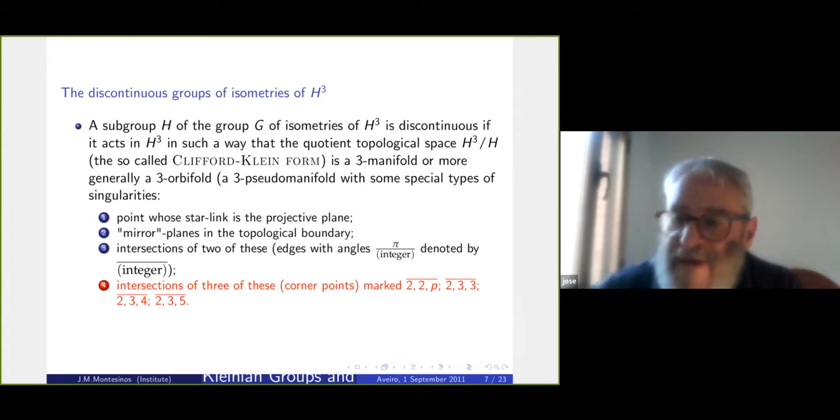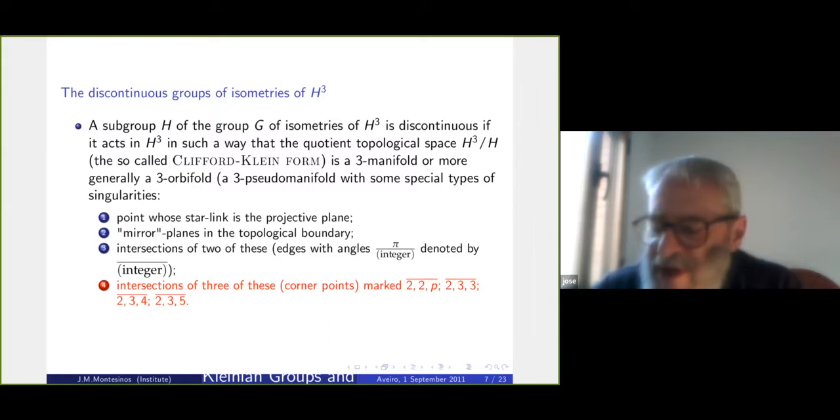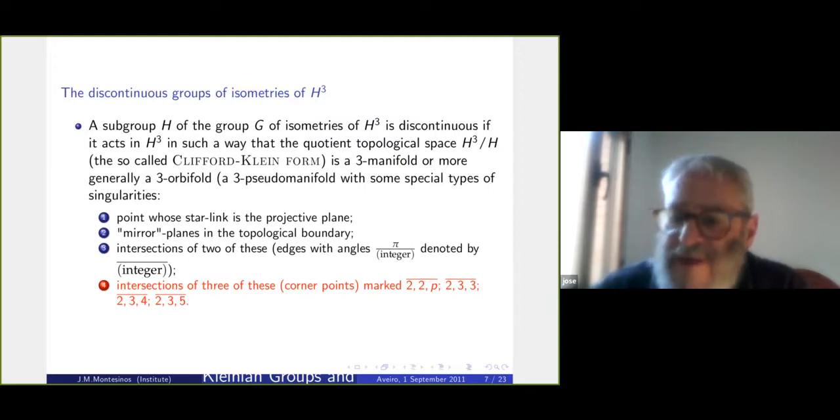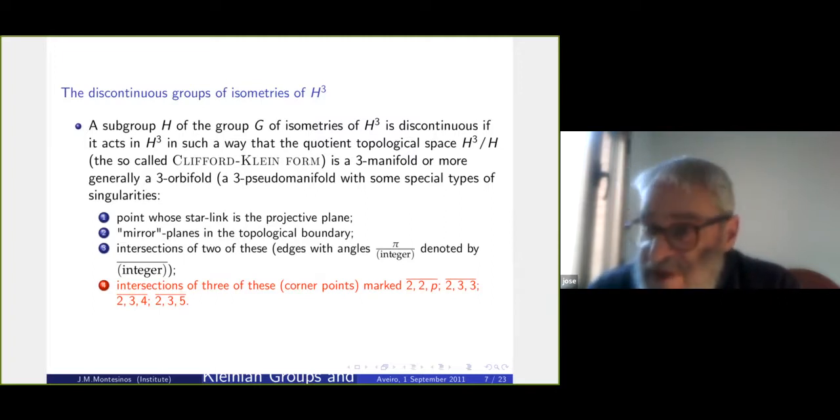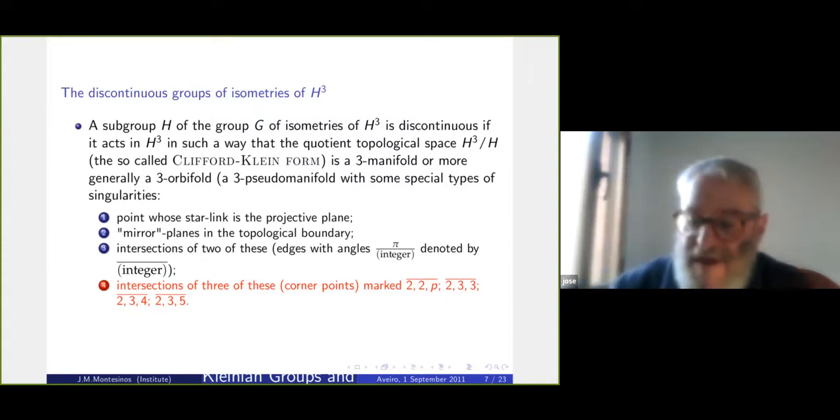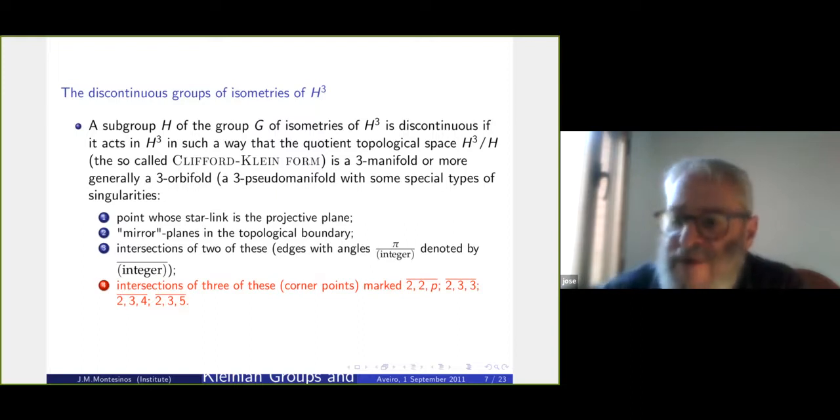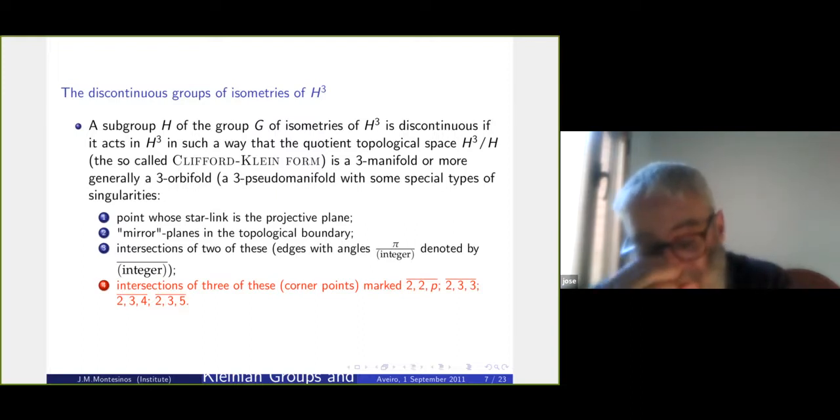Because the regular neighborhood of one of these vertices is a cone over a spherical orbifold. And the only spherical orbifolds are those with Euler characteristic positive. As I said in my last talk, 2, 2, p, 2, 3, 3, 2, 3, 4, 2, 3, 5 correspond to spherical triangles, you see, of angles pi over 2, pi over 2, pi over p, or pi over 2, pi over 3, pi over 3, pi over 2, pi over 3, pi over 4, and 2, 3, 5. All these are the possible spherical triangles with angles of the form pi over an integer.